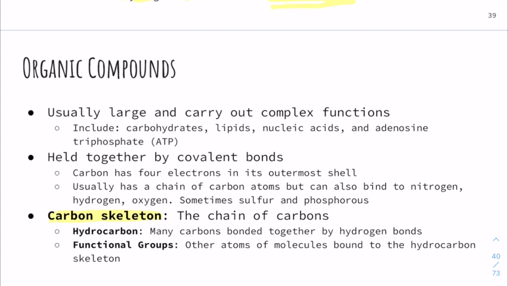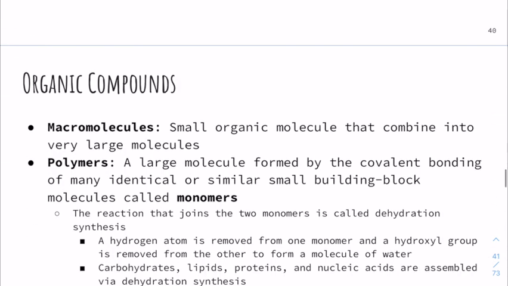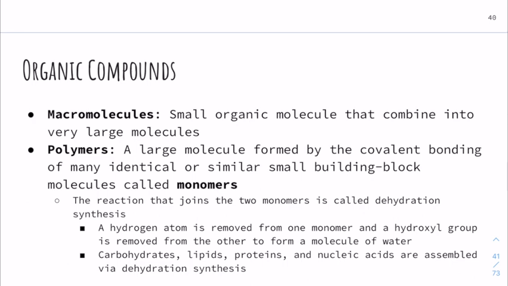We have macromolecules. Remember, macro means big. So macromolecules are small organic compounds that combine into very large molecules. Macro means large, very large. So when we take organic compounds and create very large molecules, they're macromolecules. Polymers are also large molecules that are formed by the covalent bonding of many identical or similar small building blocks that are also called monomers.